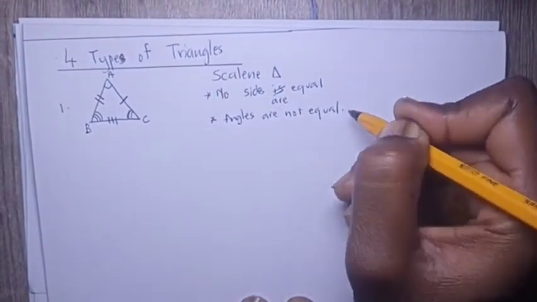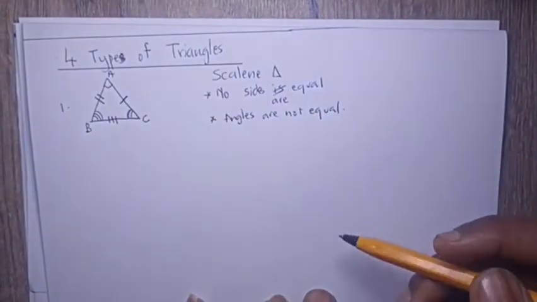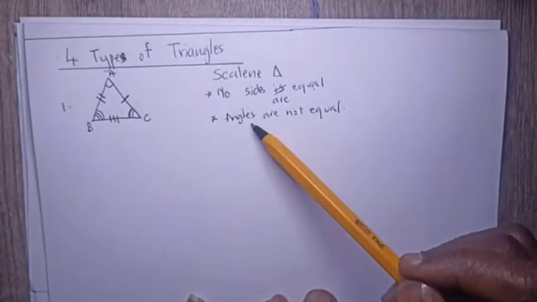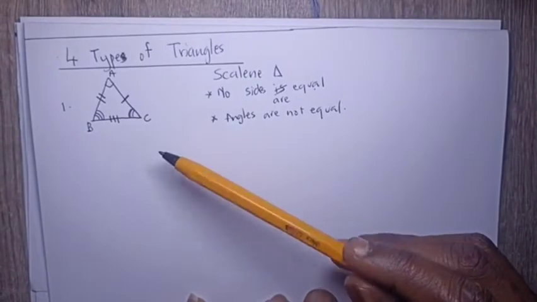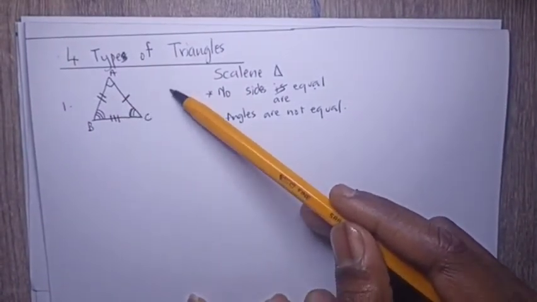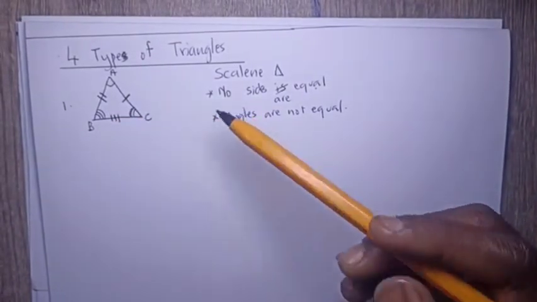Or not the same or different. So once you can prove any one of those rules or reasons, then we know that we're dealing with a scalene. If the sides are different, it's a scalene. If the angles are not the same, it's a scalene. Meaning at least one of them should be the same for it not to be a scalene. But if all are different, then we're dealing with a scalene.